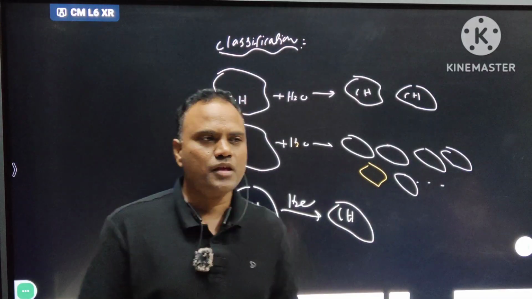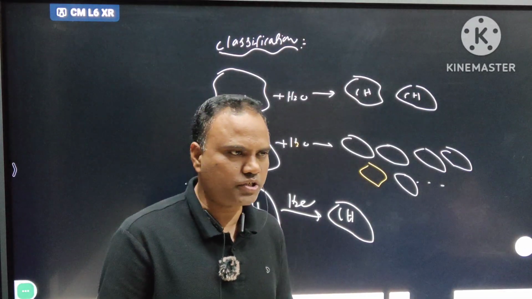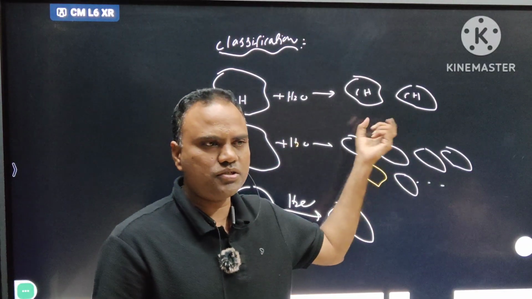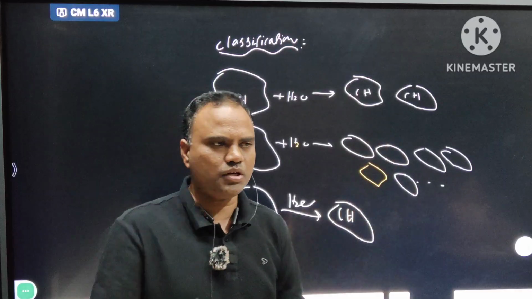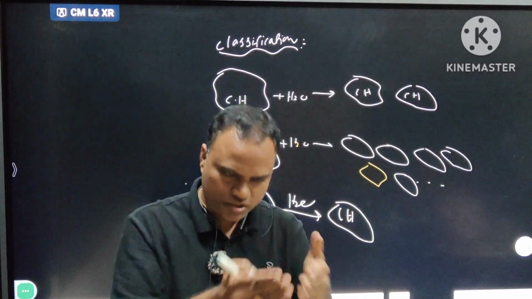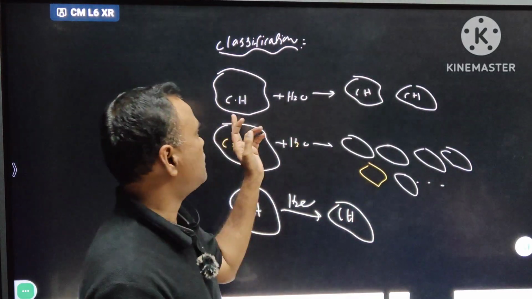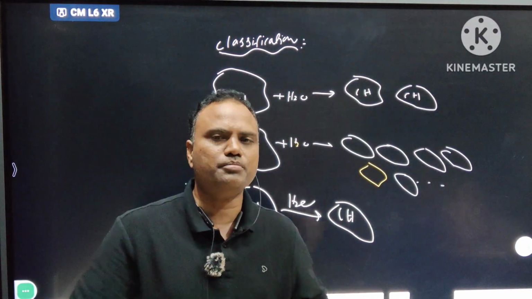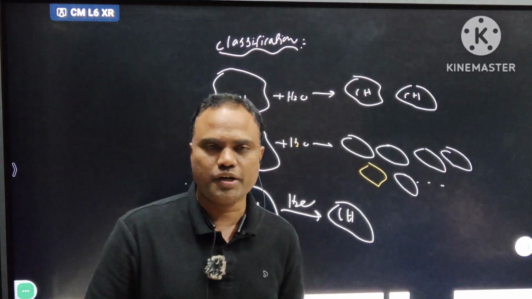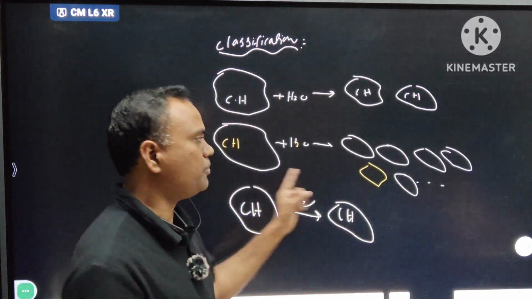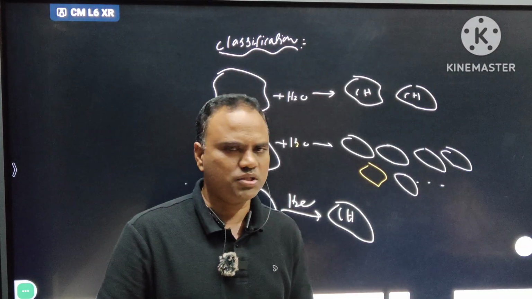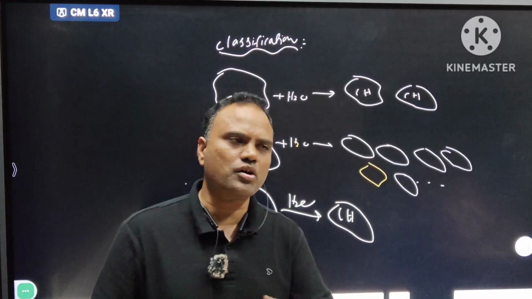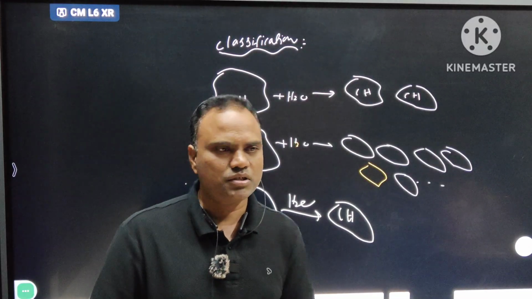But based on the hydrolysis products, we can classify the carbohydrates. This is a disaccharide because it is giving two smaller carbohydrates when dissolved in water. So this is called disaccharide. This carbohydrate, when dissolved in water, produces many small carbohydrates. This is called polysaccharide. Saccharide means sugar, sweet in taste. Some carbohydrates are sweet in taste, so based on that we can call all the carbohydrates saccharides.